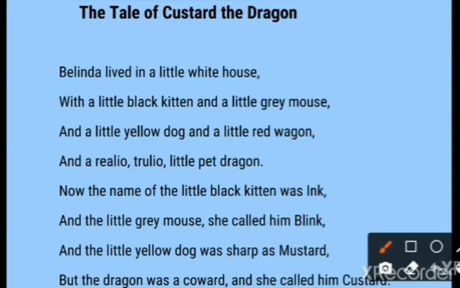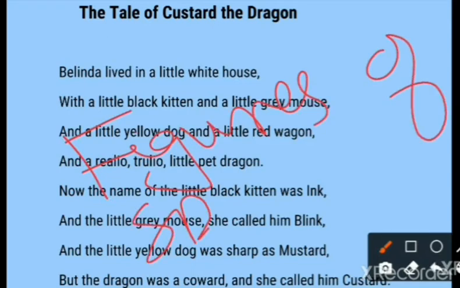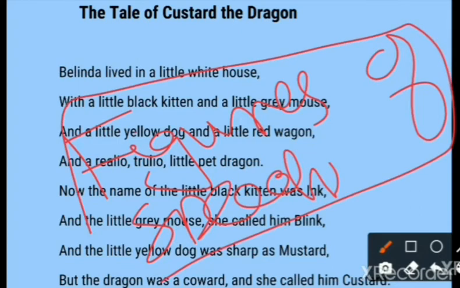We are doing a poem currently, The Tale of Custard the Dragon, and we completed the reading of this poem in the previous lecture. In today's lecture, we'll discuss the poetic devices, the literary devices, the figures of speech used in the poem.